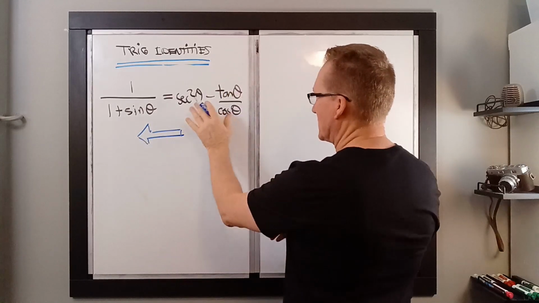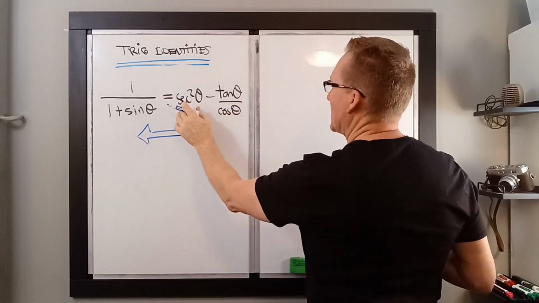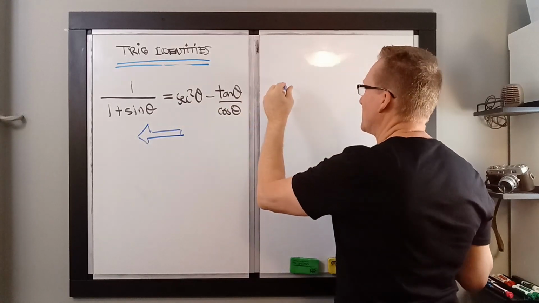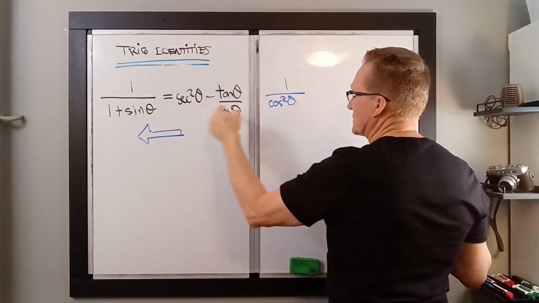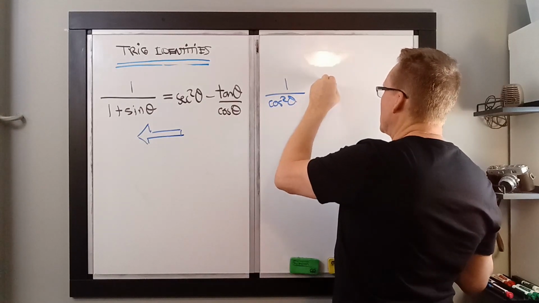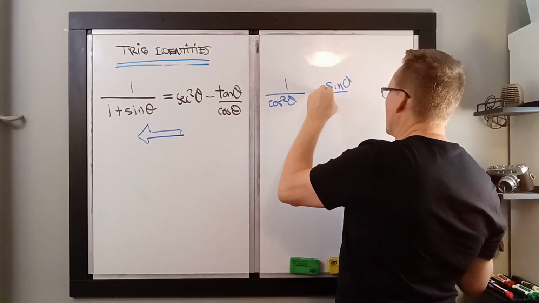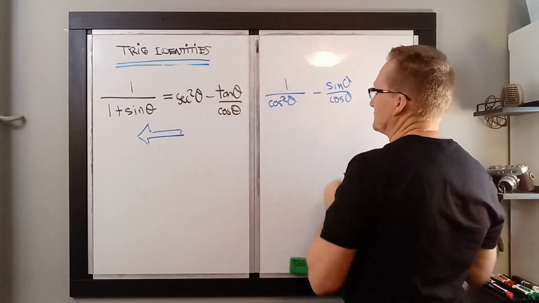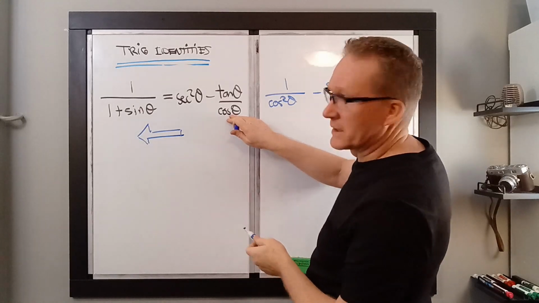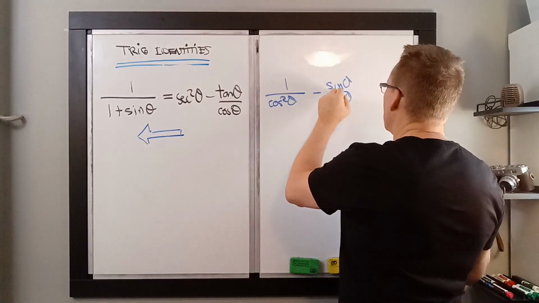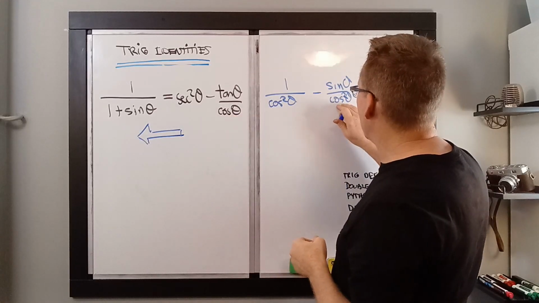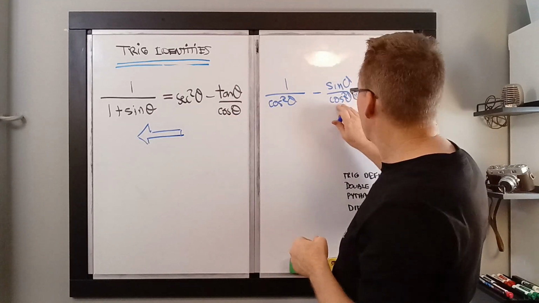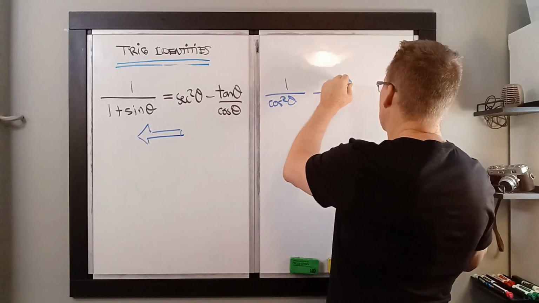Let's take a look at this side over here. Well, here we have 1 over the cosine function. So 1 over cosine squared, that's this first term, minus sine theta over cos theta, divided by cos theta. So there's another cos theta over here. So this becomes cos squared theta.